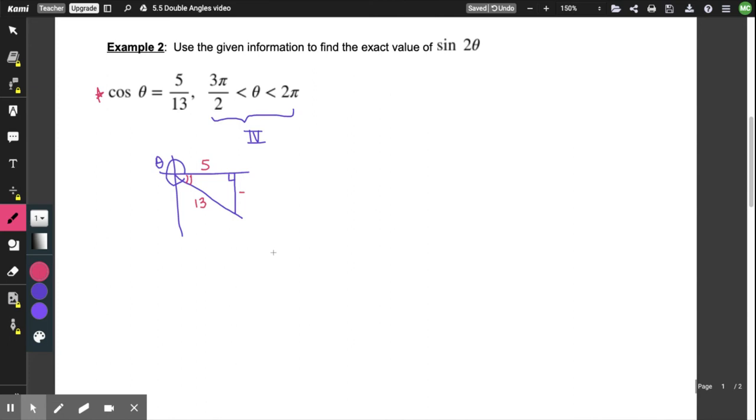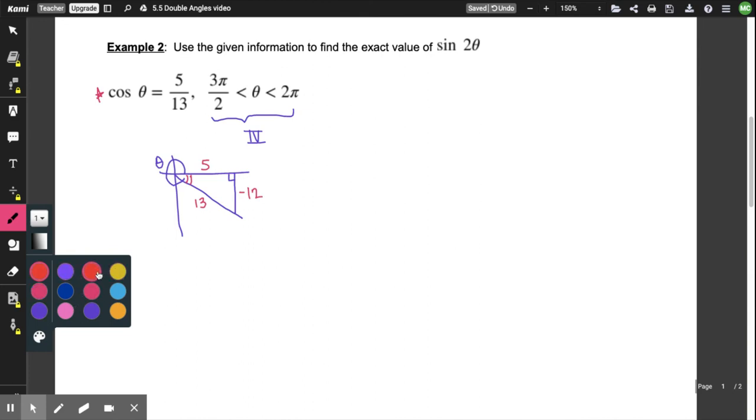Now, this one is actually one of the Pythagorean triples. It is a 5, 12, 13 triangle. So the missing side, the y value, would have to be negative 12. Now I can use that information in order to find what they want me to find.